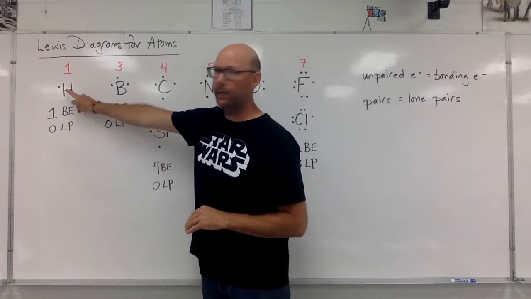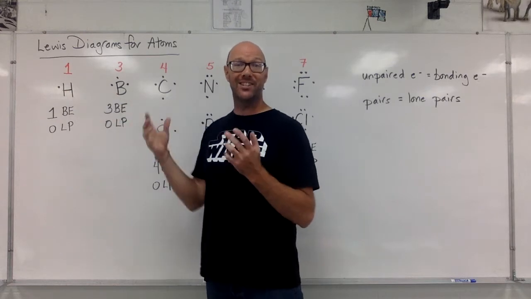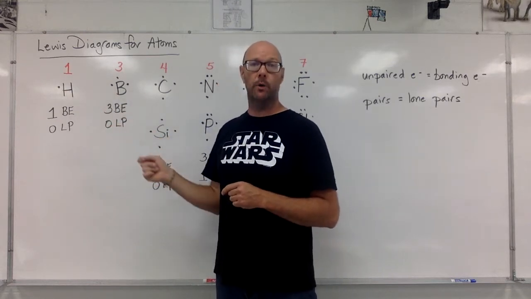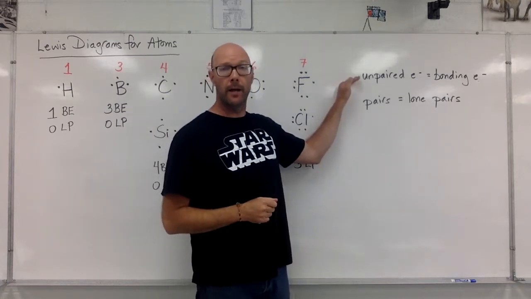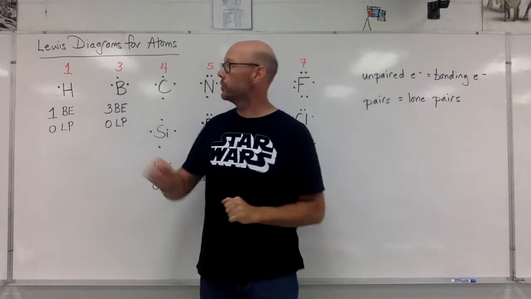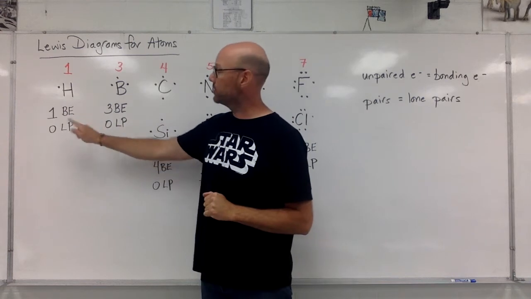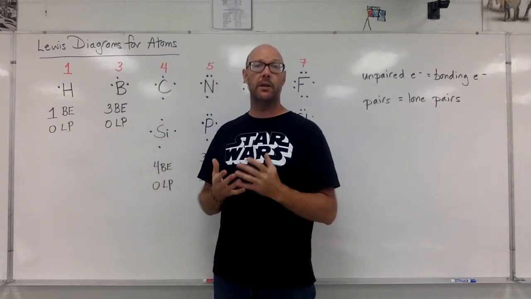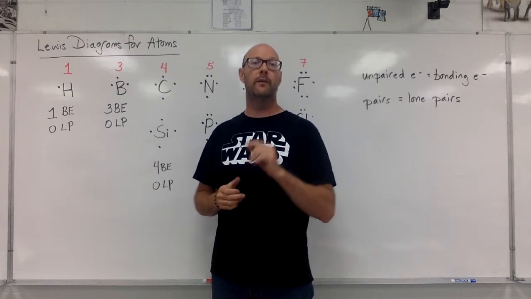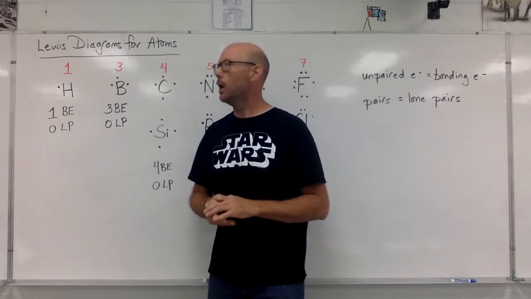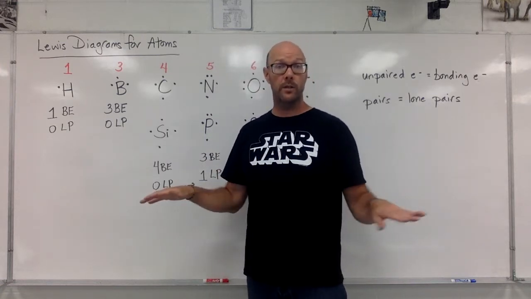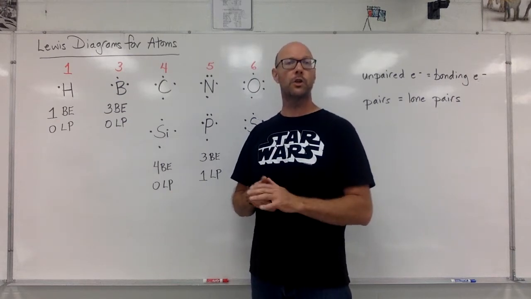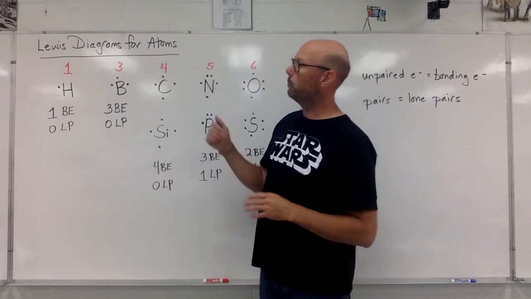Because it has only one electron and it's not paired, it has one bonding electron. One electron that's not paired. There are no pairs in this diagram, so it has 0 lone pairs. Hydrogen is the only element that we're going to encounter that has one valence electron. For us, there are no times that we're going to encounter 2 valence electrons. So we skip to 3 with boron.